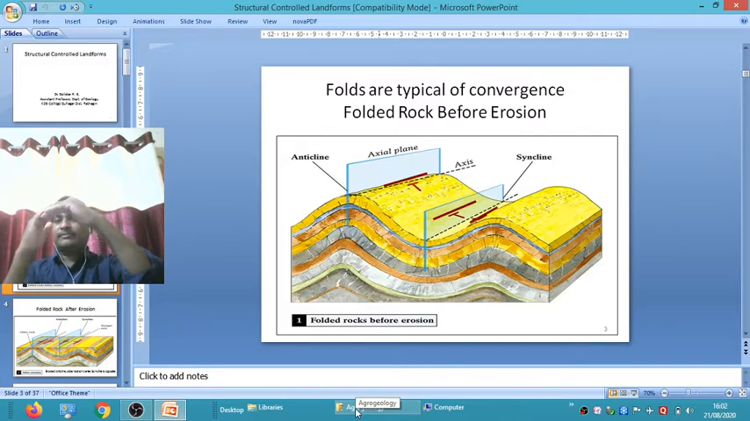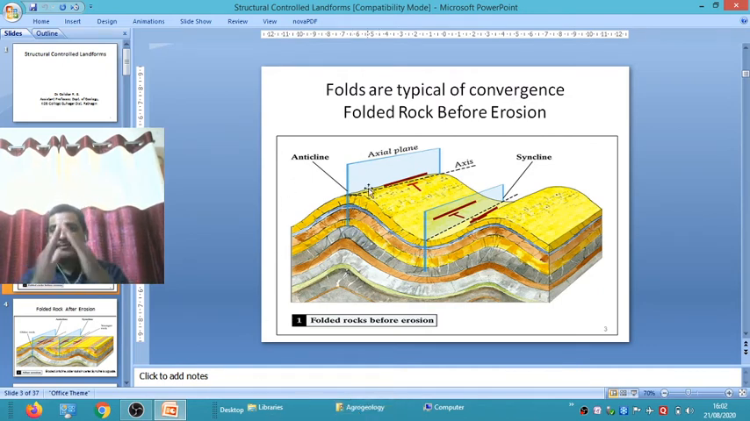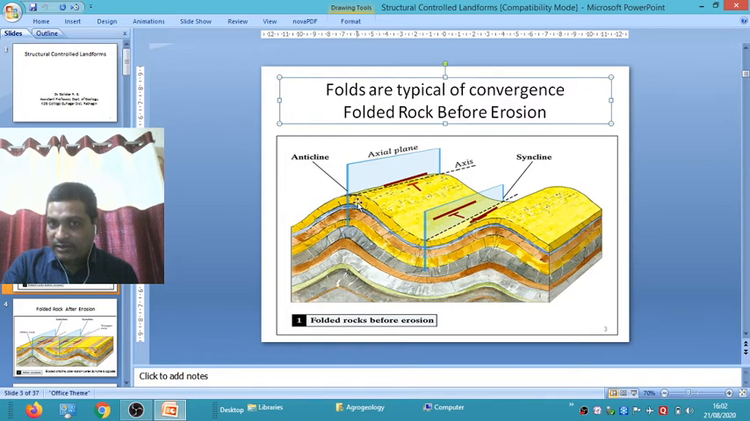Slope sides are called limbs, and this is the axial plane. Axial plane means the central point of the fold from which it divides into the limbs. This is the axis; you see this arrow indicates the axis. This is the axial plane, this is the limb, called an anticline fold. Anticline fold means this type of structure, and a bowl shape at the axial plane is called a synclinal fold. Okay, syncline fold and anticline fold, these are the types of fold.